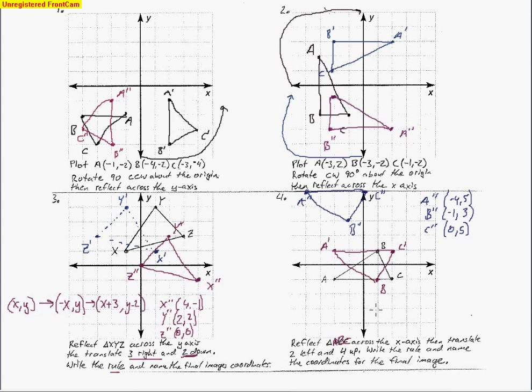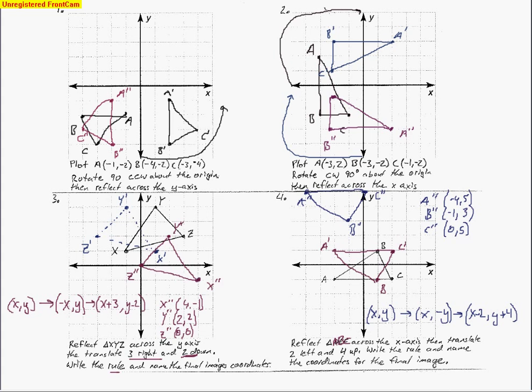So now they say write the rule. So we just follow what it says. We started with x and y, but then since I reflected over the x-axis this time, the y value switched sign. So it becomes x comma negative y. Then the translation said to take the x value and go left. So x minus 2. And then y value says up 4. So y plus 4. And that was it.